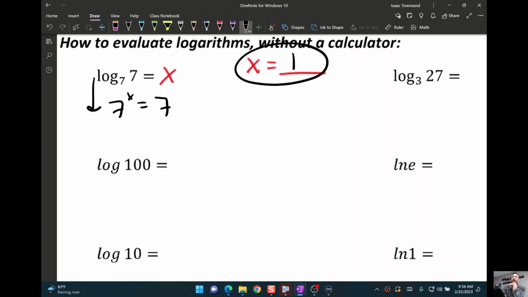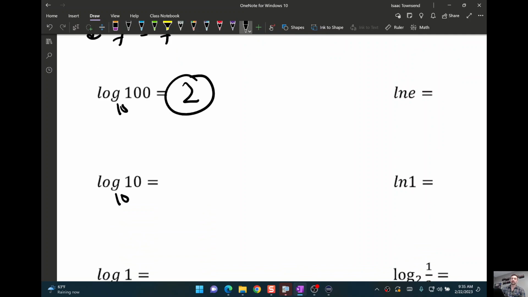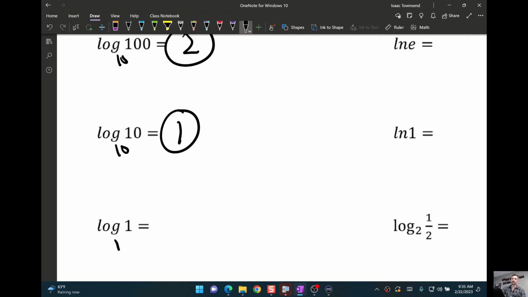Now, you don't really have to set it equal to x and switch the form just to phrase it that way. You can just do that in your head right here. There's no base written, so this is base 10. So this is really asking you 10 to what power gives you 100. Not 10 times what gives you 100, but 10 to what power gives you 100. This is saying 10 to what power gives you 10. This is saying 10 to what power gives you 1. What would the answer to that be? 0. Anything to the 0 power is 1.